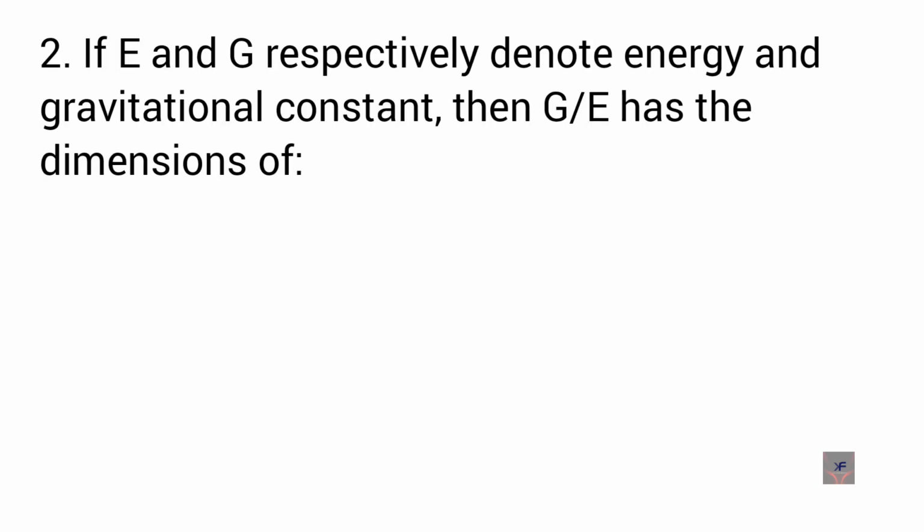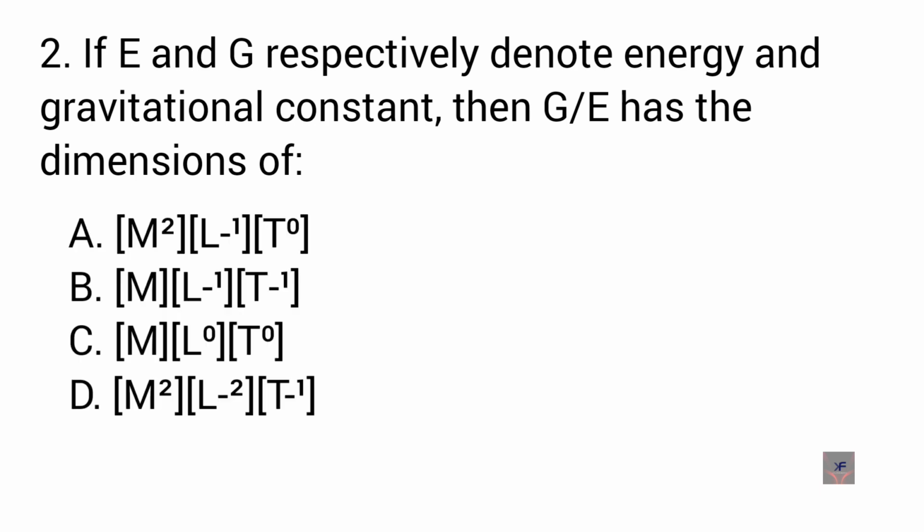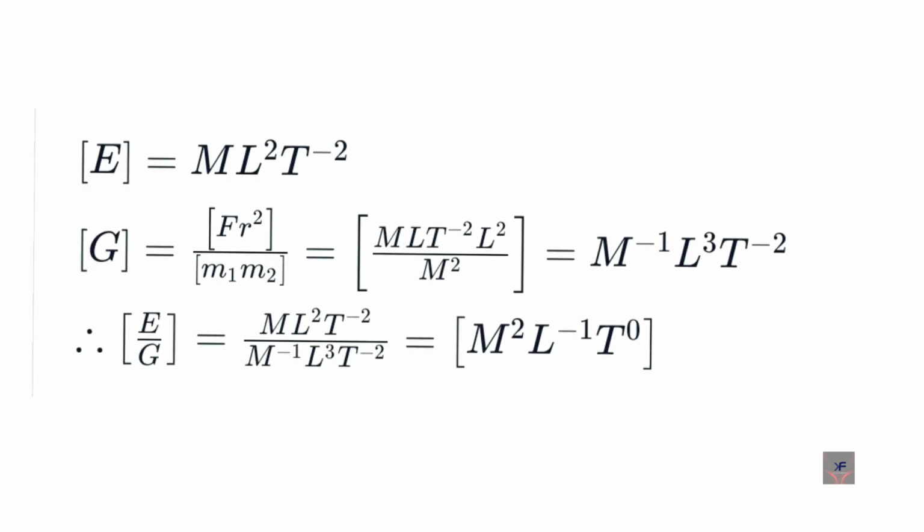Second question. If E and G respectively denote energy and gravitational constant, then G divided by E has the dimensions of. Four options are given below. Which is the correct option? So the dimension of energy E is equal to M L to the power 2 and T to the power minus 2.